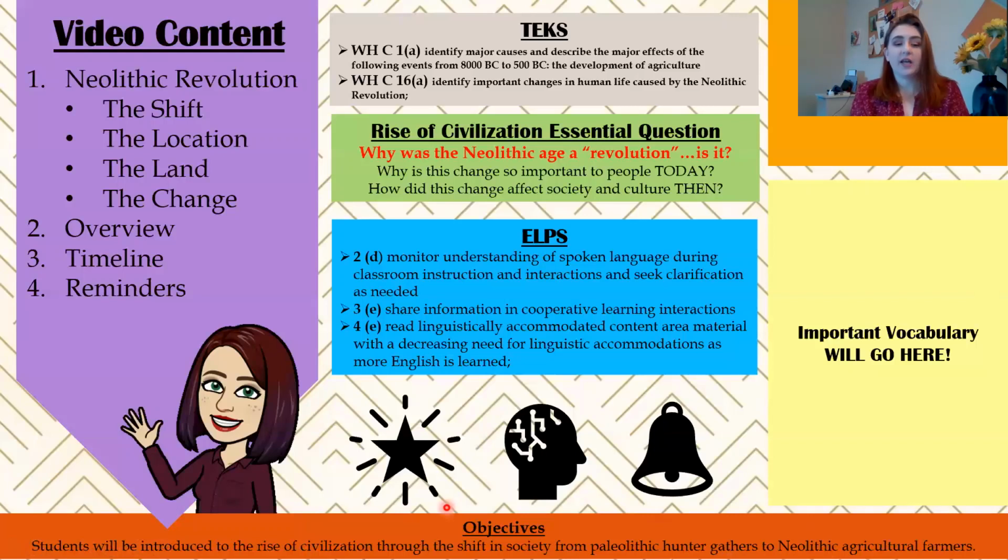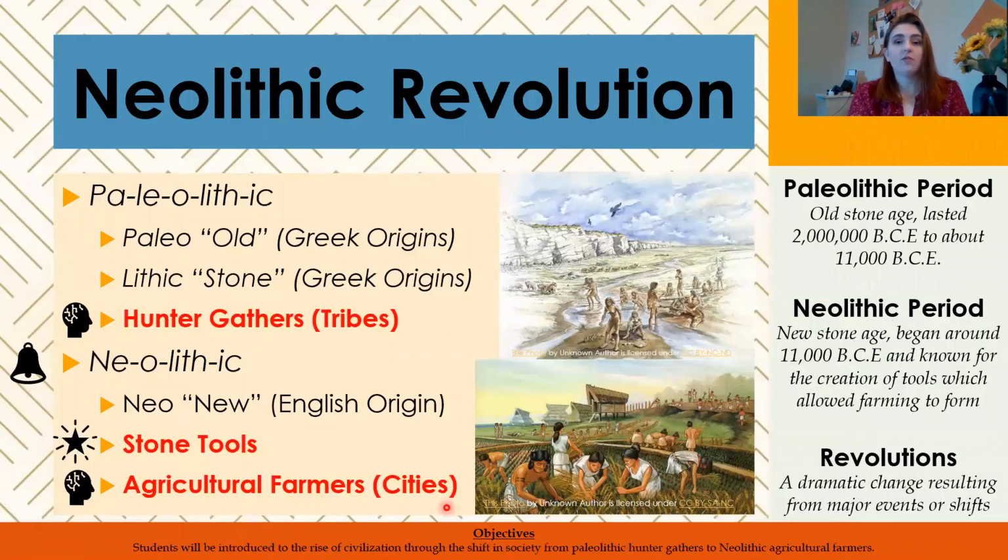Our objective today is that students will be introduced to the rise of civilization, the shift in society from a Paleolithic hunter-gatherer society to a Neolithic agricultural farmer society. Okay, let's get started. So first off, before we can get into the Neolithic Revolution, we need to first talk about the Paleolithic.